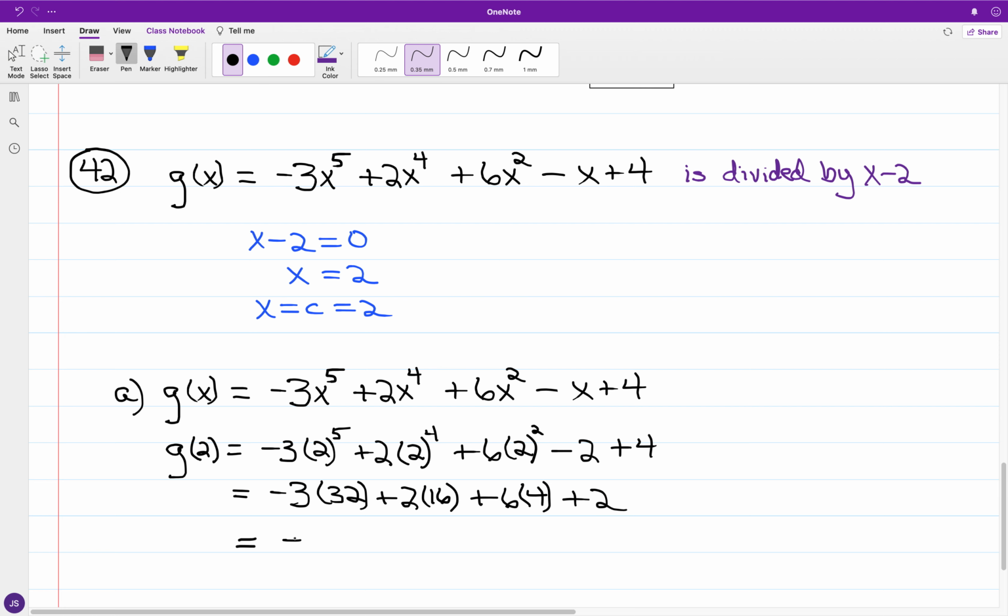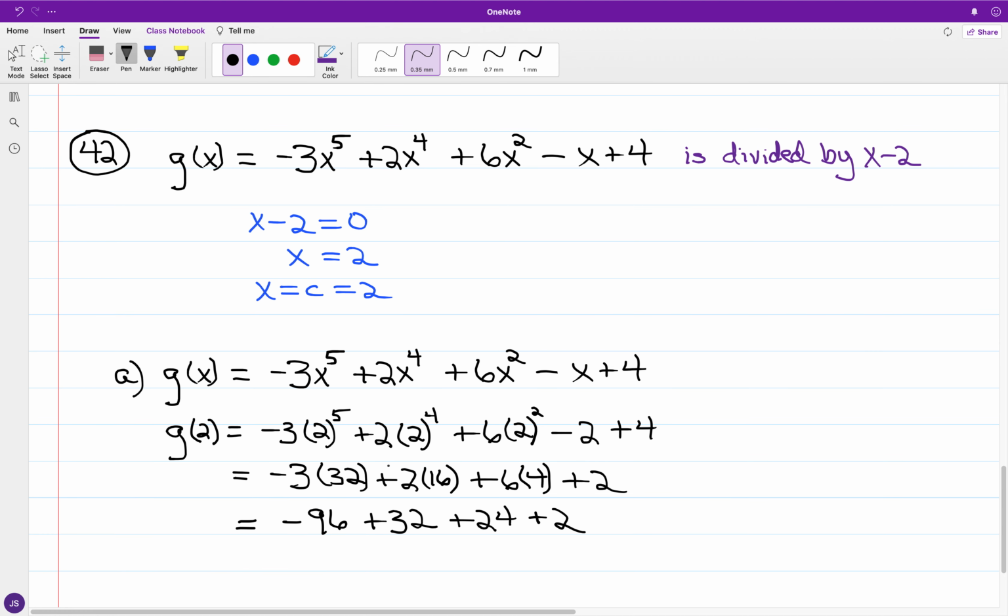And to end the follow through, you have negative 96 plus 32 plus 24 plus 2 once again. And we're going to have the negative 96 outweigh the positive terms all put together. So negative 96 plus 32 is negative 64. Negative 64 plus 24 is negative 40. And negative 40 plus 2 comes out to minus 38.